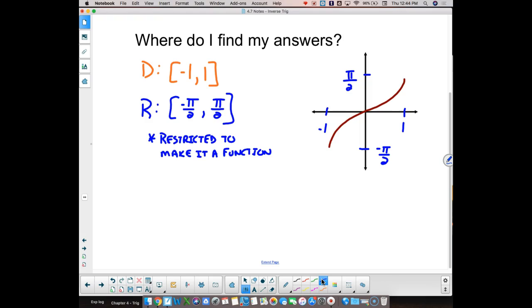Okay. Now, the range in any function is the output. It's the answer that you want, correct? Okay. Inverse trig functions find angles. Okay. So the inverse sine function is going to find angles where on the unit circle?